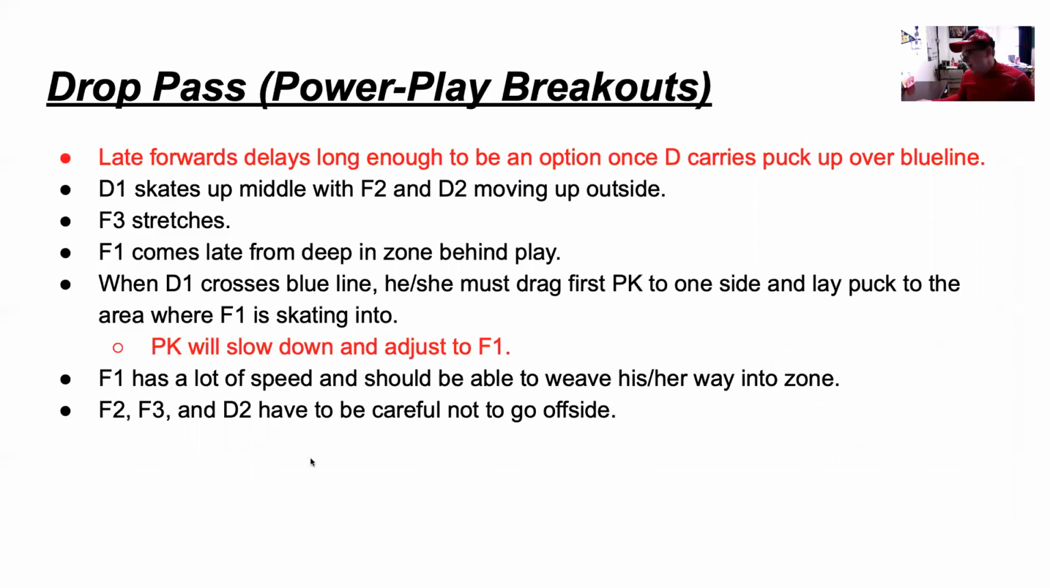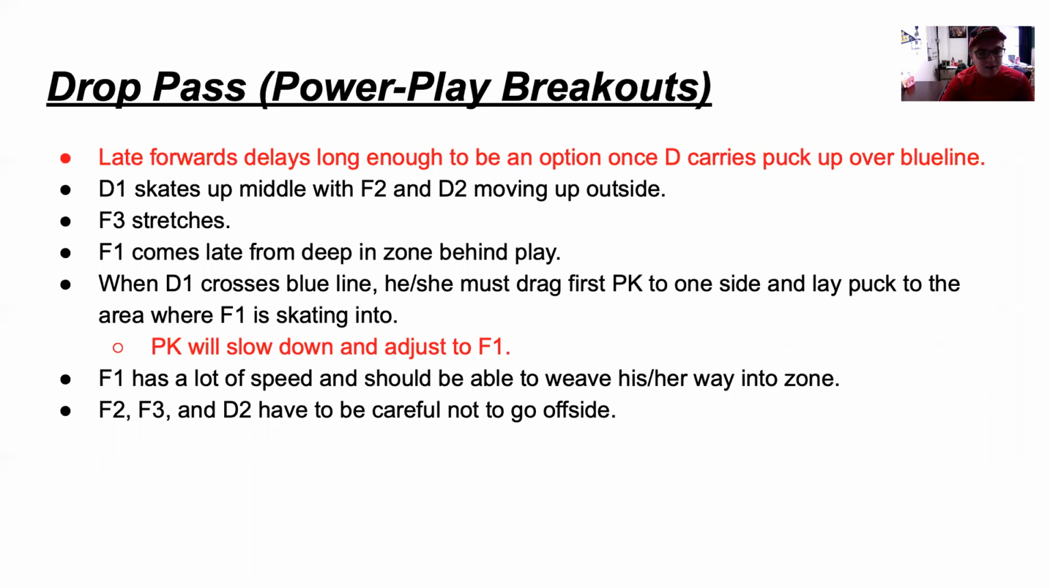So we have the drop passes, which is what we just talked about. Okay, so late forwards delays long enough to be an option once the D carries the puck up over the blue line. And D1 skates up the middle with F2 and D2 moving up outside. F3 stretches. F1 comes late from deep into the zone behind the play.